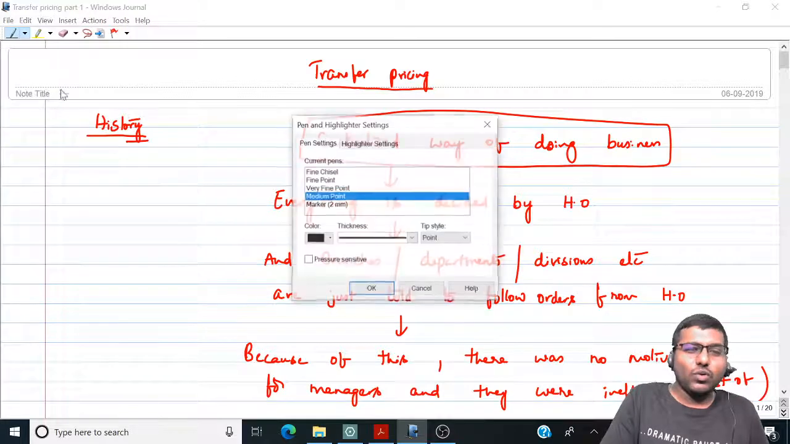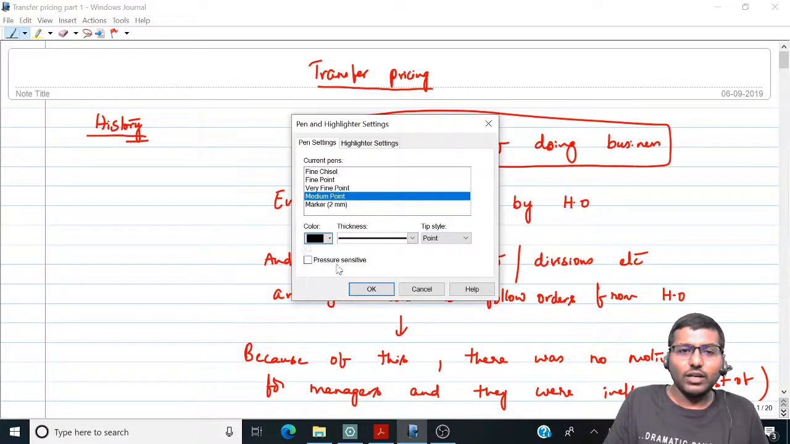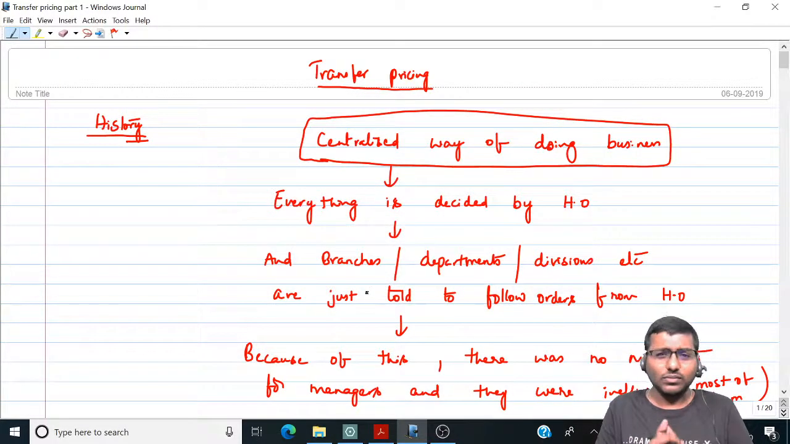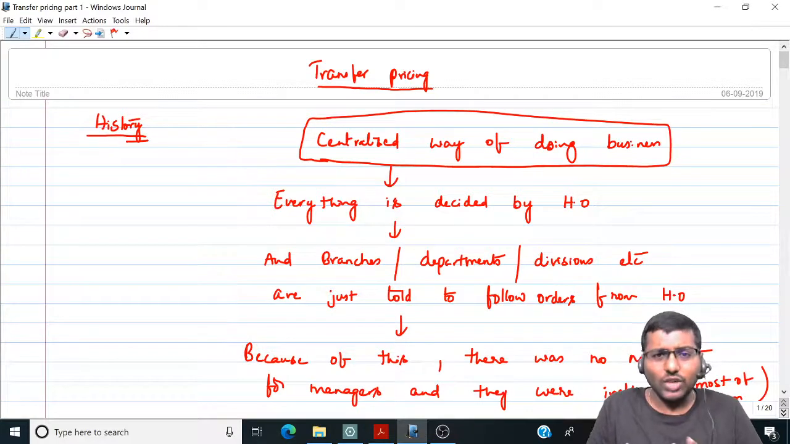Now, this is what I told you, that you need to have a little bit of history of transfer pricing. See, always when you try to start with a concept, you've got to understand why that concept would have come into the picture. That's really important. Only then will you understand, okay, this is the reason why the transfer pricing chapter exists.